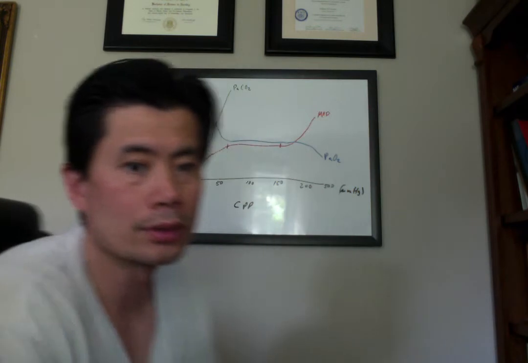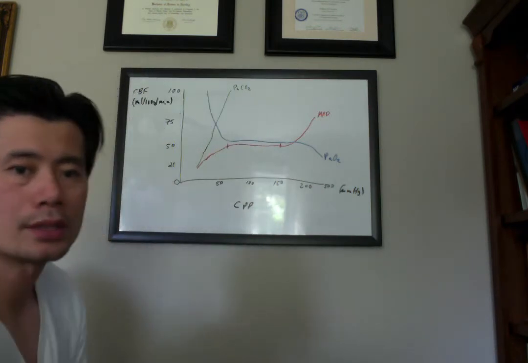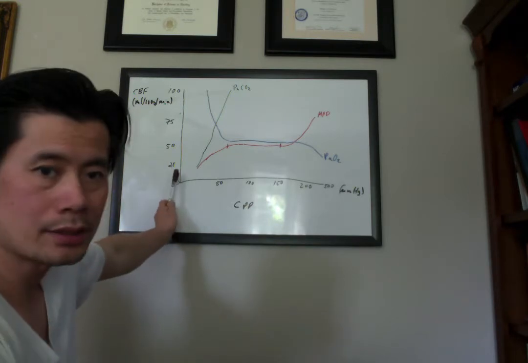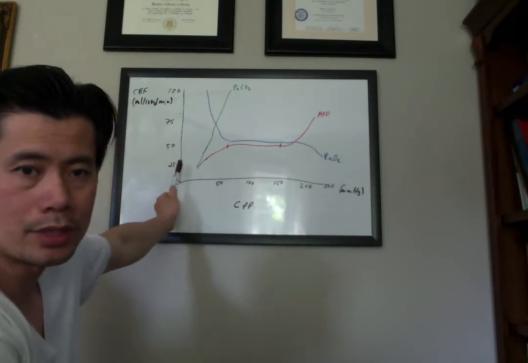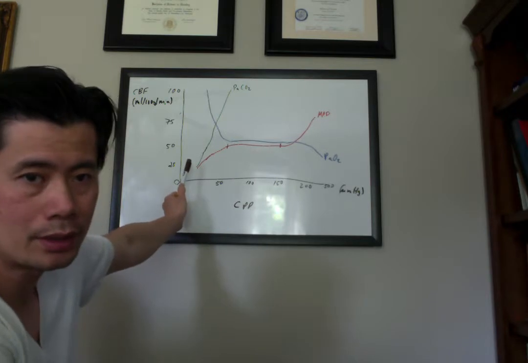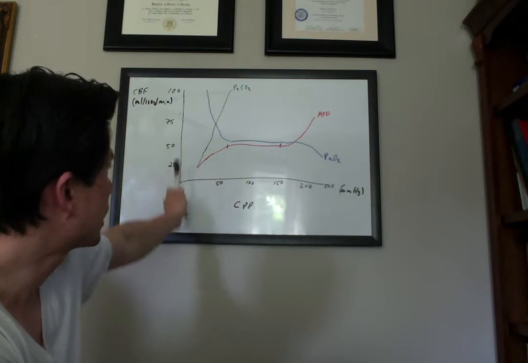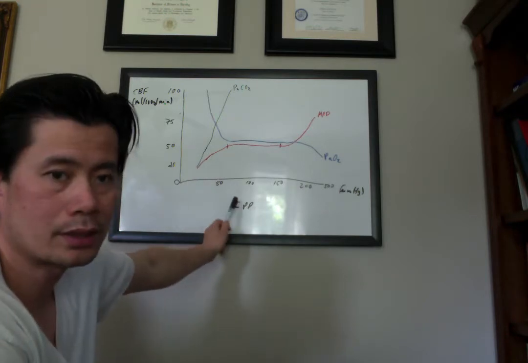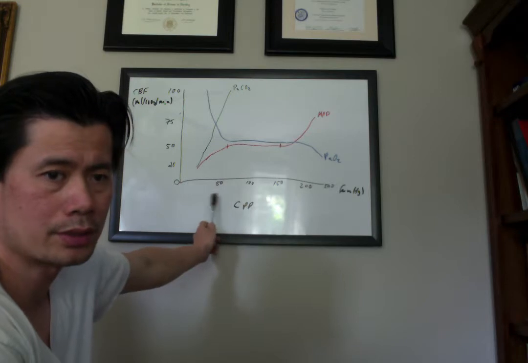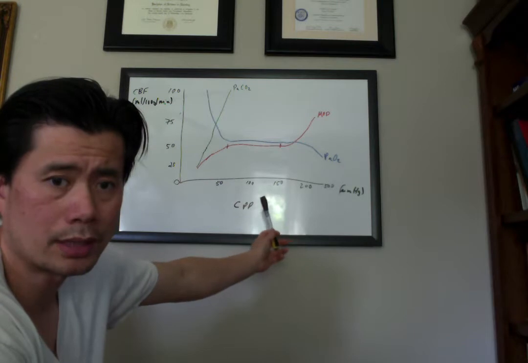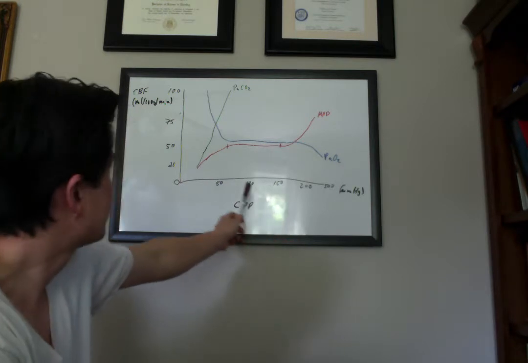So today we're going to go over cerebral perfusion pressure. What I've drawn on the board here, we'll go through pretty quickly. On the y-axis, I have the cerebral blood flow, which is measured in milliliters per 100 grams per minute, anywhere from 0 to 100. And on the x-axis, you have the cerebral perfusion pressure, which is measured in millimeters of mercury from 0 to 500. It's just numbers to have a number up there. And we'll talk about these.